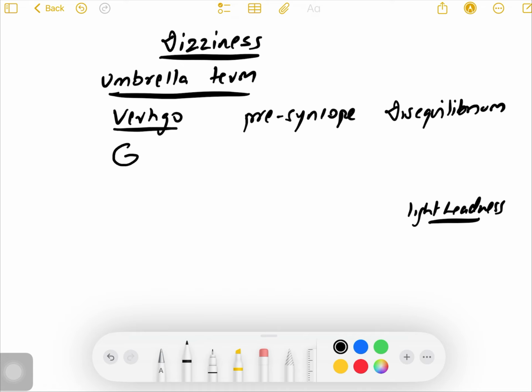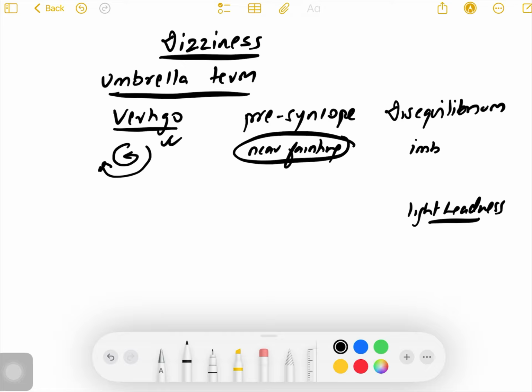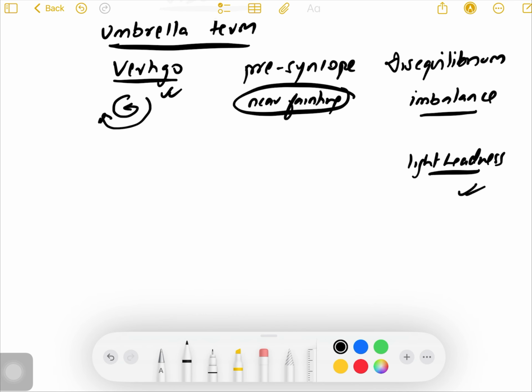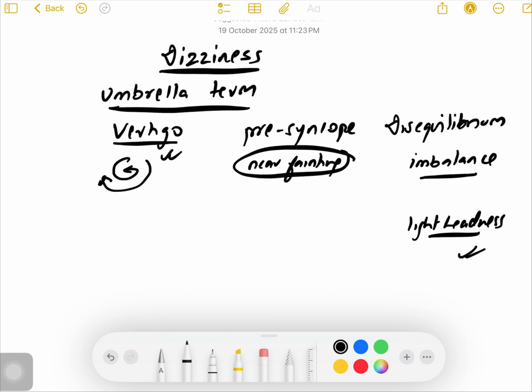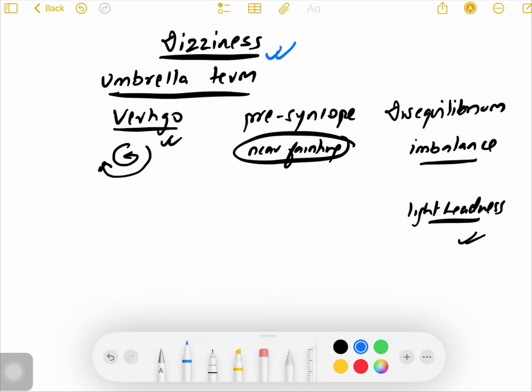Vertigo is also known as a spinning sensation. Subjective or objective spinning sensation is known as vertigo. Pre-syncope means near fainting. Disequilibrium means imbalance. If a patient feels imbalanced, they can tell us they feel dizzy. And there's lightheadedness. You have to find out which of these four things our patient means by saying dizziness.